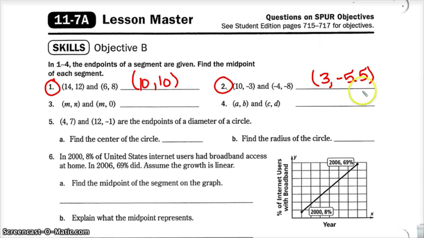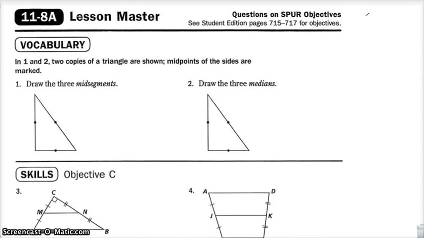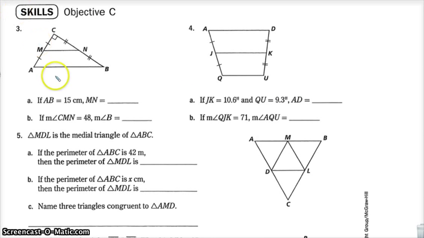All right, continuing on, please turn to 11.8a. Try questions 3a and 4a. When you're finished, please check your answer. For 3a, we should have found the length of MN is equal to 7.5. And for question 4, let's make sure we labeled our picture correctly.